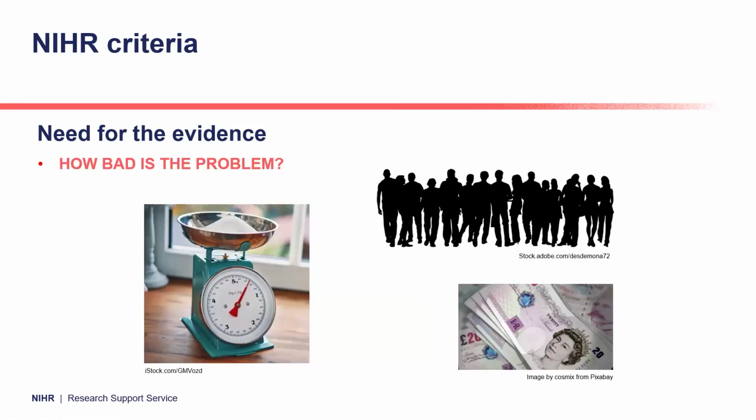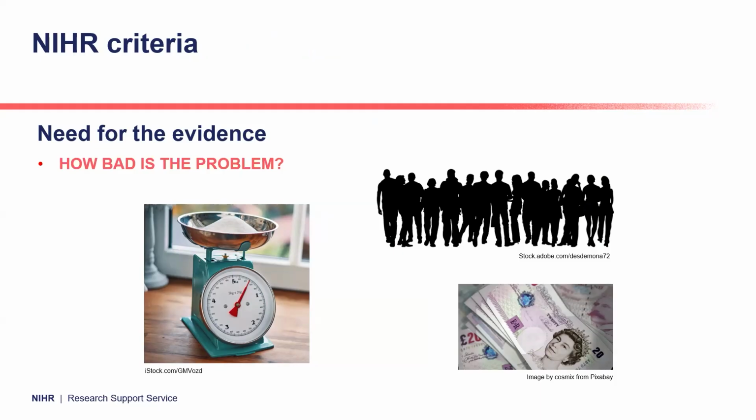So, thinking about the need for evidence. What do we mean by that? In the application, we're thinking about how bad is the problem? So, the scale of the problem: how many people does it impact? Does it impact a particular patient group, or is this about a particular sector of society? Is it carers? What does the problem cost? So that's what we're looking for in that opening bit of your application.